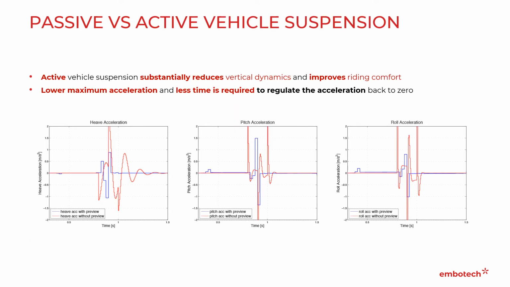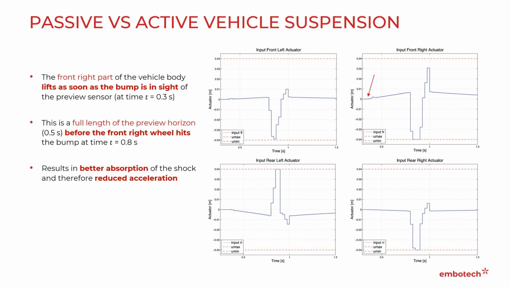The acceleration results clearly show the improvement in performance coming from active vehicle suspension, as it substantially reduces vertical dynamics and improves riding comfort. This can be seen in the figures, with blue curves, which represent vehicle suspension with preview, having lower oscillations and faster dynamics. As a result, active suspension control leads to lower maximum acceleration and less time required to regulate the acceleration back to 0.